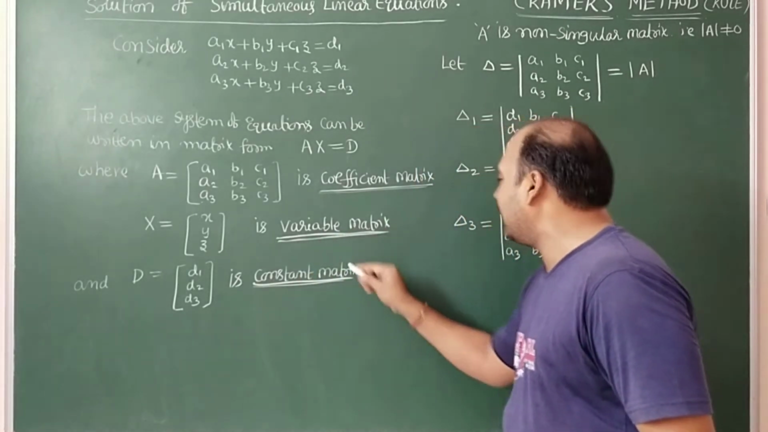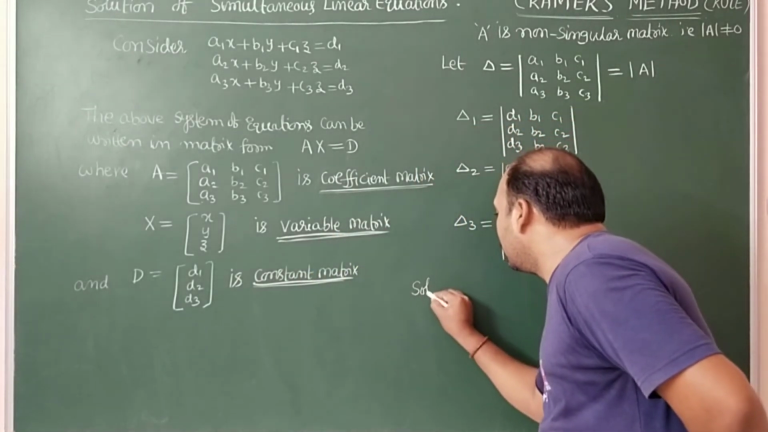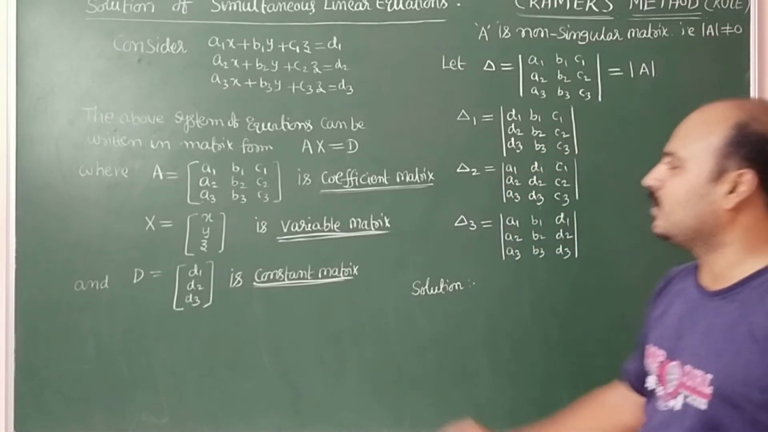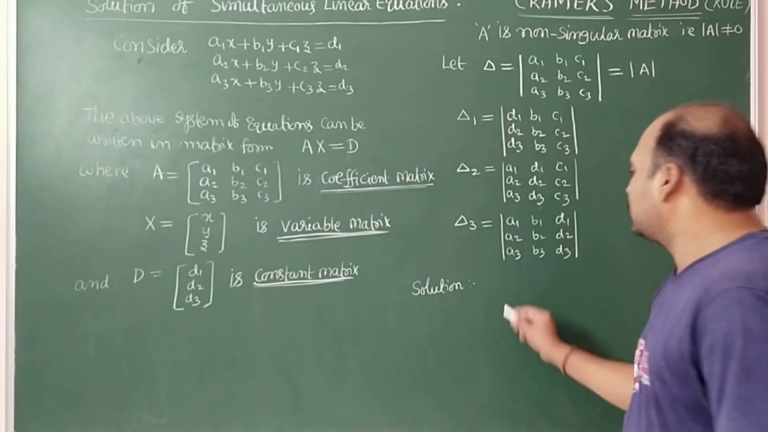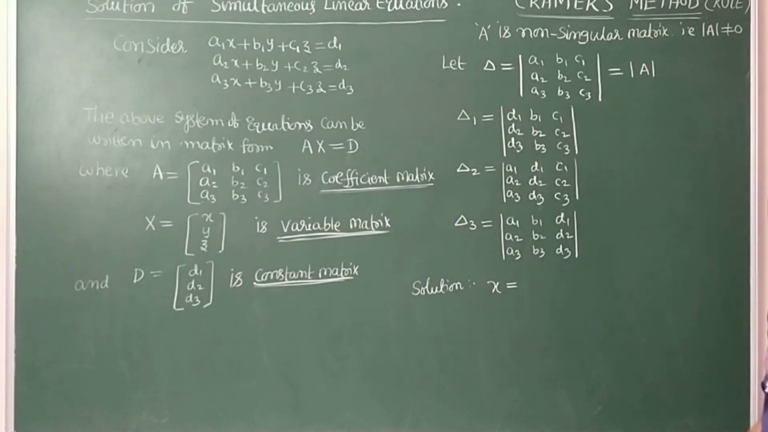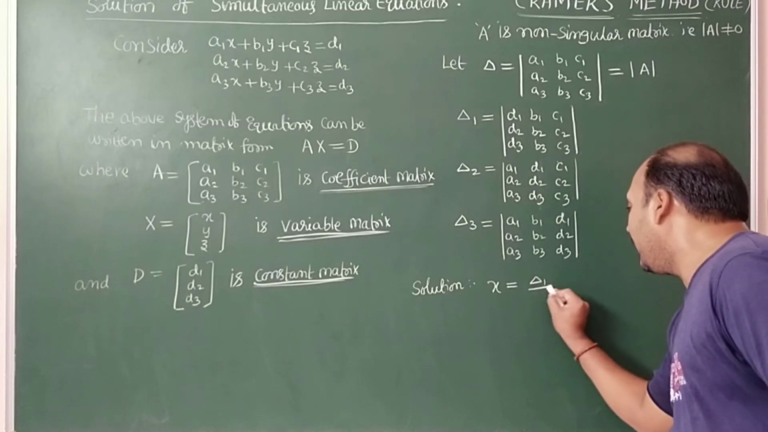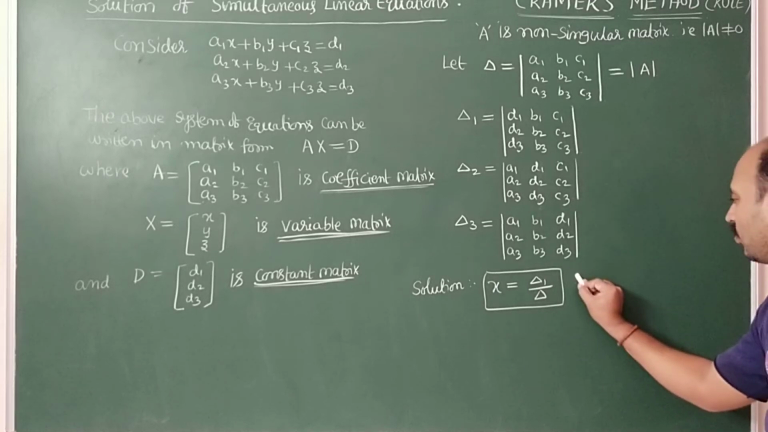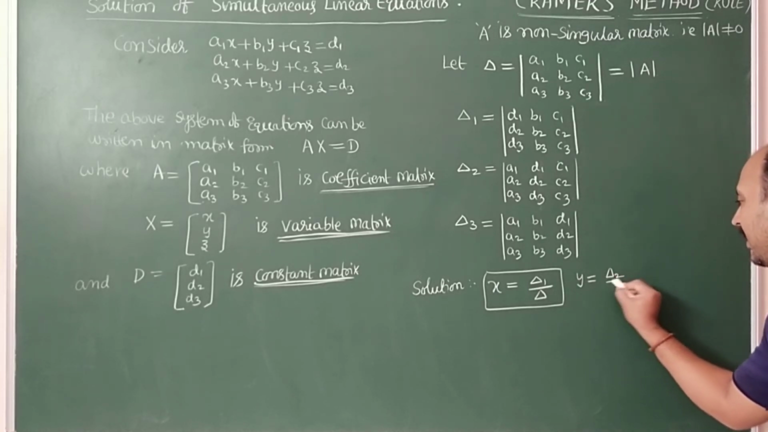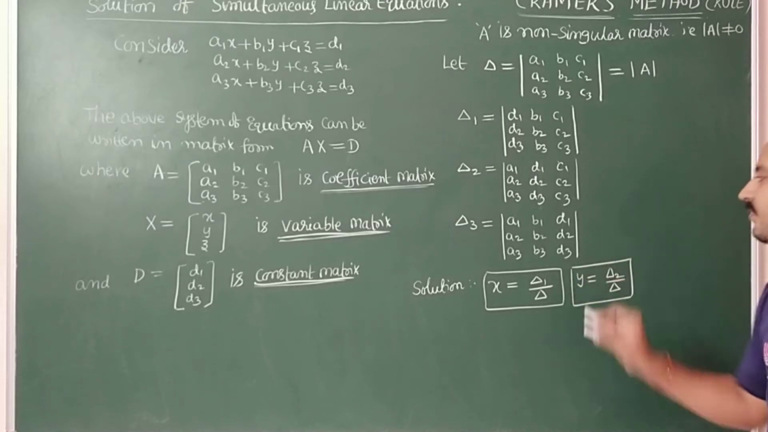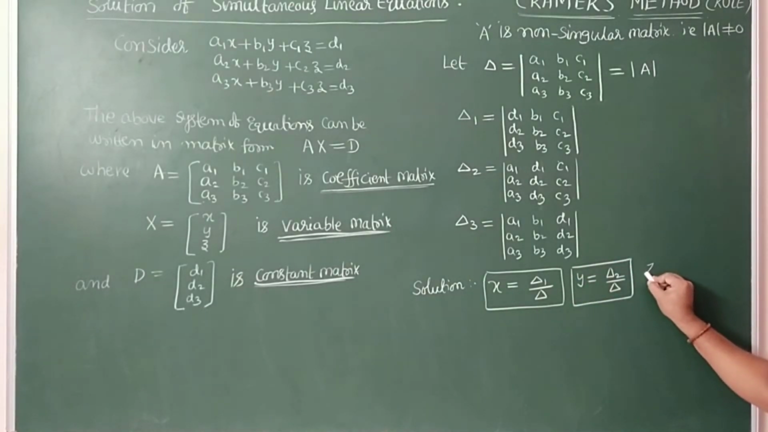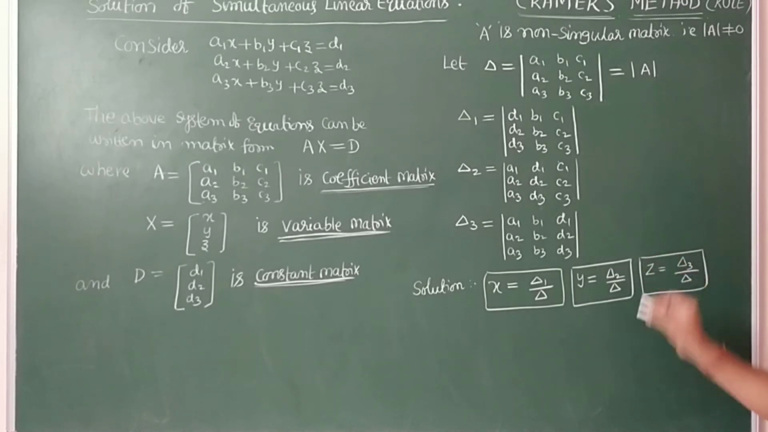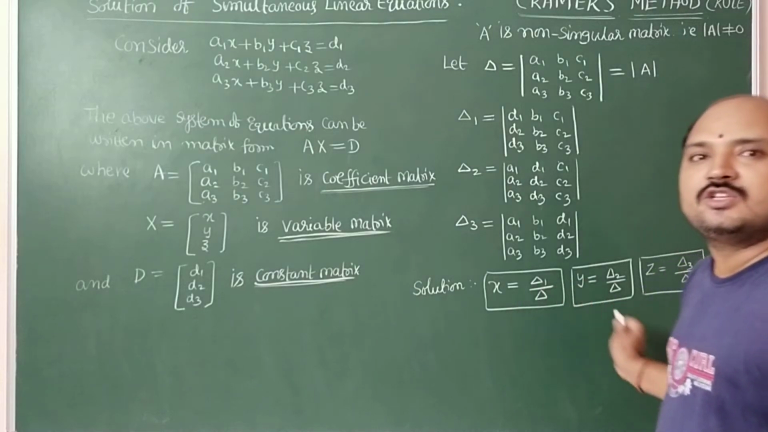After getting the values of delta 1, delta 2 and delta 3, to get the variable matrix or solution matrix, how to calculate the solution? Solution means x value, y value, z value. So x is equal to delta 1 divided by delta. That is the value of x. Similarly, y is equal to delta 2 divided by delta, and z is equal to delta 3 divided by delta. This is the way you have to calculate the solution.